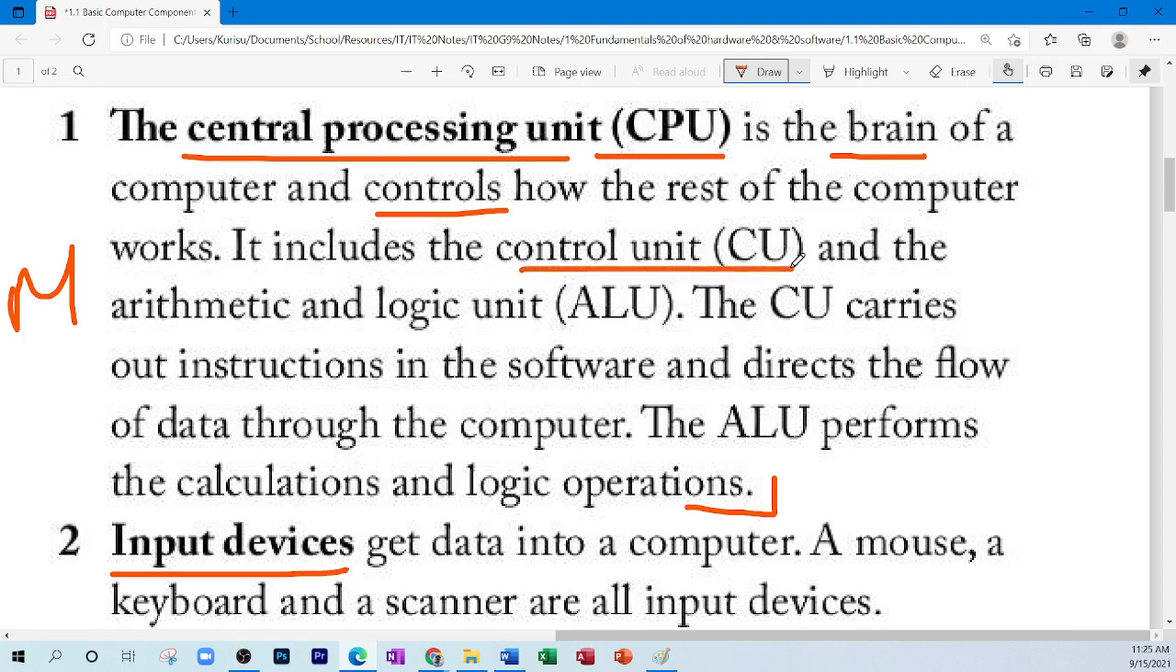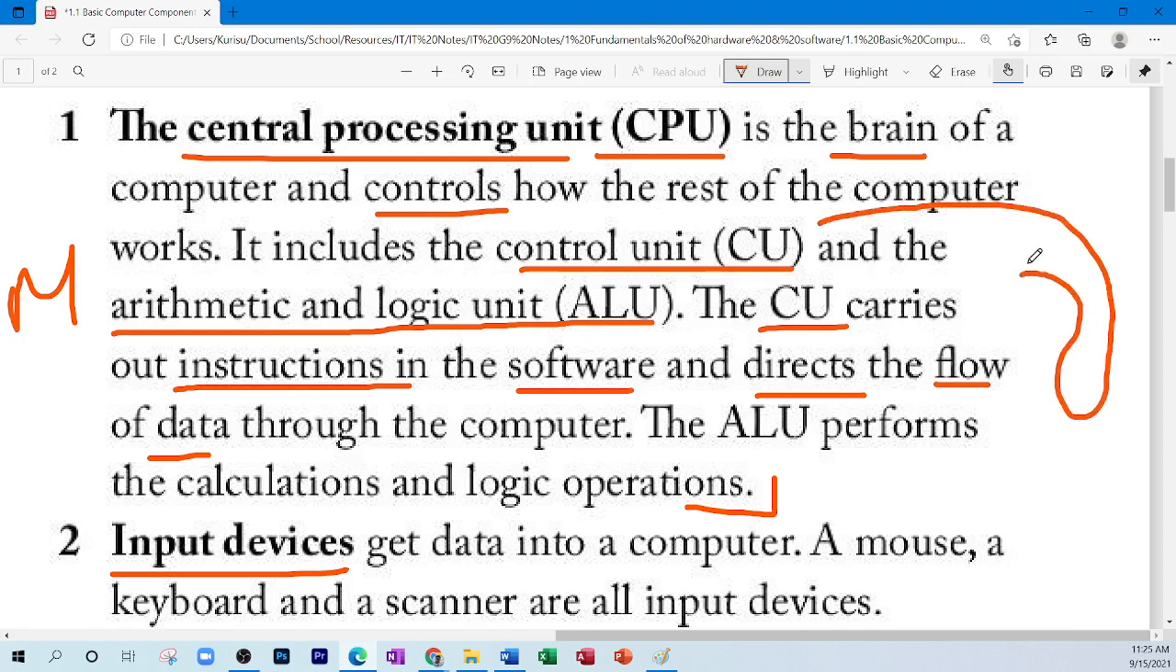It is made up of the control unit, or CU, and the arithmetic and logic unit, the ALU. What are these two parts? Well, the CU is basically for instructions in the software, and it also directs the flow of data. When we say instructions in the software, we mean like when I am moving this mouse, the computer has to give instruction to the cursor to move on the screen. When I want to draw here, the computer has to instruct the software to draw in that same pattern. So that's a simplified version of the CU. It gives instructions that the computer will follow.